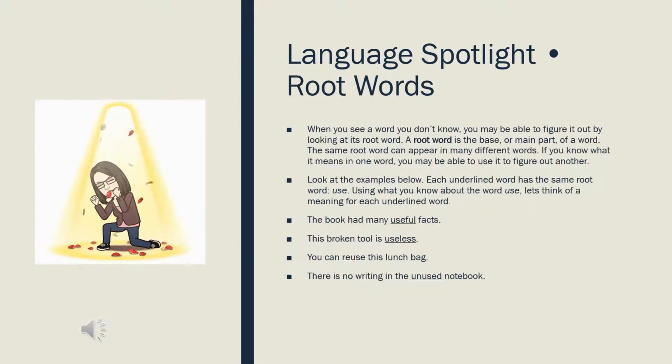Now it's time for our language spotlight. These are root words. When you see a word you don't know, you may be able to figure it out by looking at its root word. A root word is the base or main part of a word. The same root word can appear in many different words. If you know what it means in one word, you may be able to figure it out in another word. So let's look at the examples below.